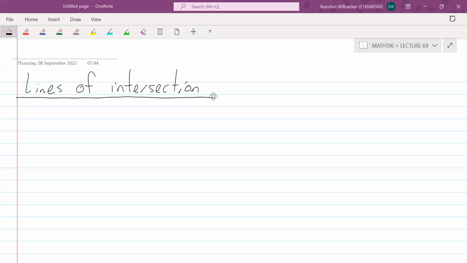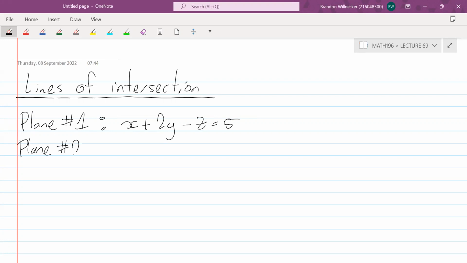Okay, so let's say we have two planes. Plane number one is given by x plus 2y minus z is equal to 5. And plane number two is given by x minus 4y plus z is equal to 3.